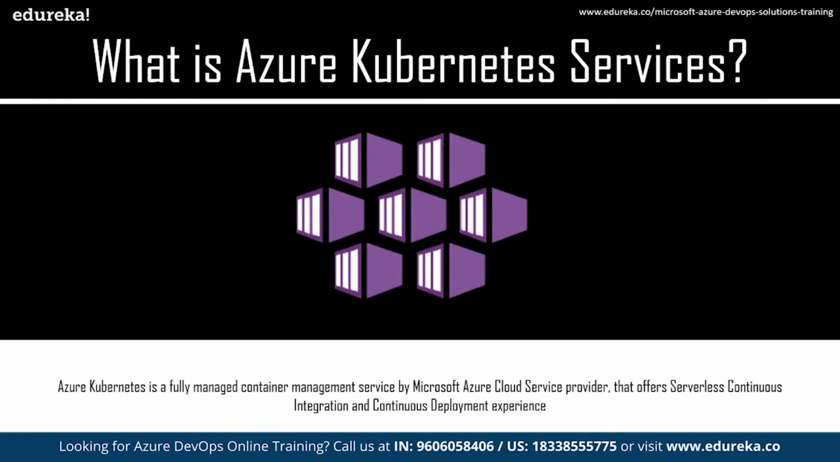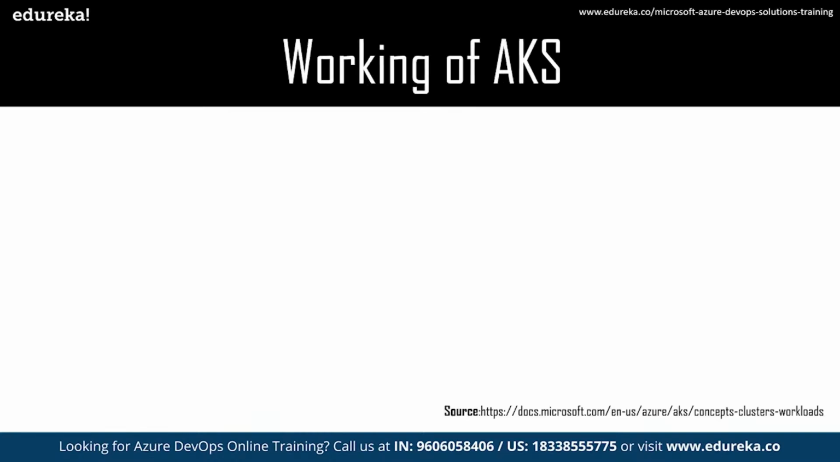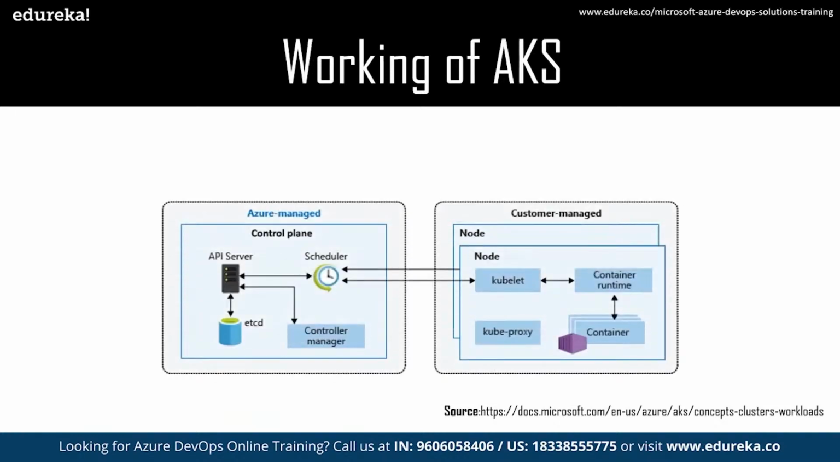Let us now move further in this Azure Kubernetes Service tutorial video and understand some of the other important pointers, like how the architecture of Azure Kubernetes Service works. To understand the working of AKS, you can see this diagram on the screen. It's a fairly simple diagram and it tells you what Azure Kubernetes Service does. We've already seen how the architecture works, and we know what components it has. This is a more detailed view.